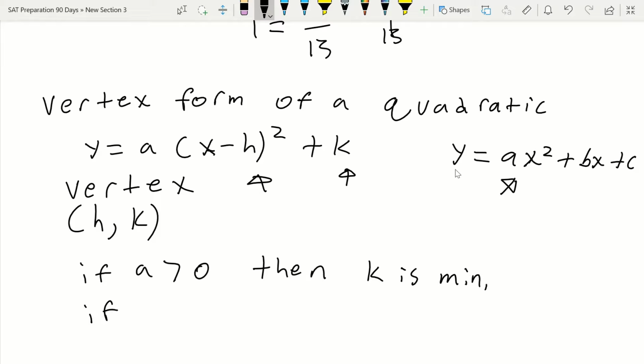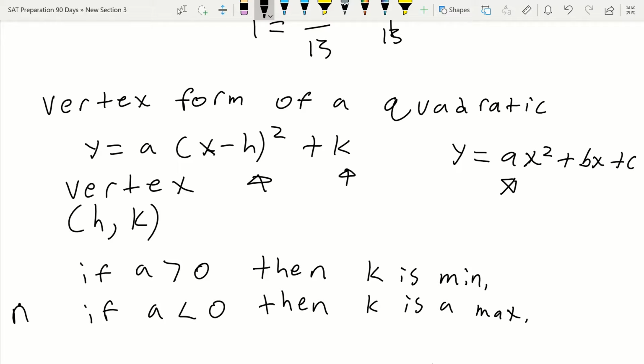Now if a is less than 0, which means a is negative, then that means that we have a downward facing parabola, right? So it's down. That means we're going to have a maximum at k. So then k is a maximum.